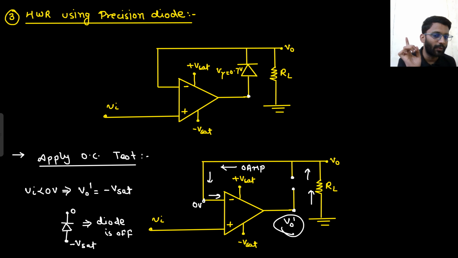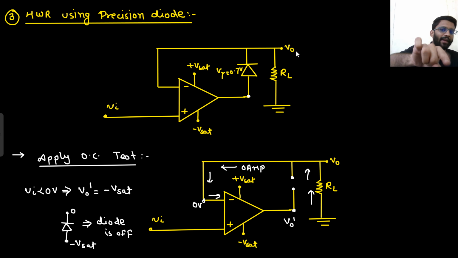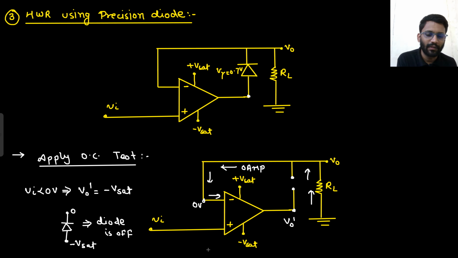This is not where you are collecting the output. You are not collecting your final output across the output of the OpAmp. You are collecting your final output across RL. Across the output of the OpAmp, I connected a diode, and at the N terminal of the diode I am collecting my output. So this is my final output. So what is my final circuitry if the diode is off? This is my final circuitry.